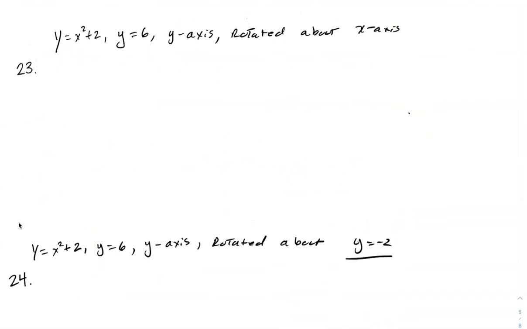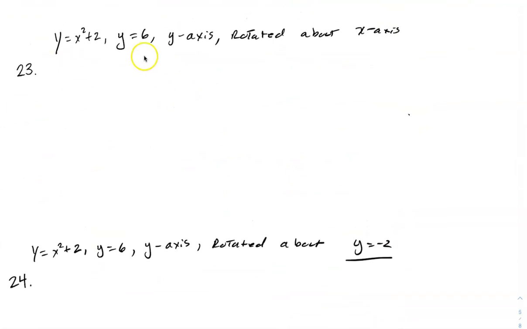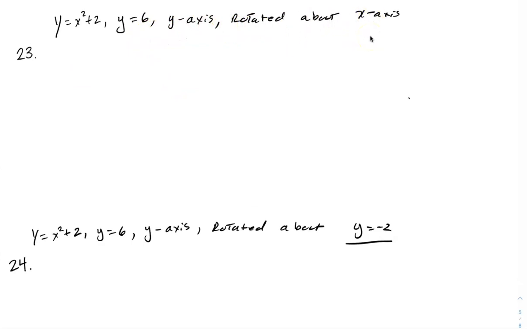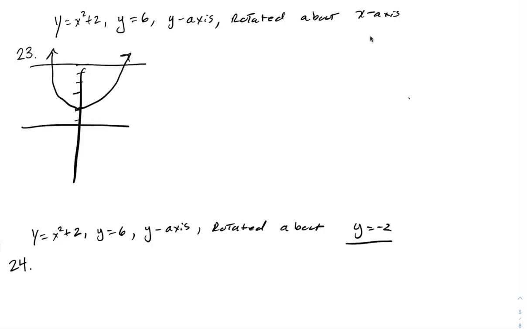Next one. So we have y equals x squared plus 2, y equals 6, the y-axis, and rotated about the x-axis. So let's look at this one. Let's draw as always. So x squared plus 2 is like this. Y equals 6. So 1, 2, 3, 4, 5, 6. The y-axis, so it's this line right there. And then rotate about the x-axis. So I'm looking for only this little area right here, the volume of that rotated around. So again, this is the washer method.